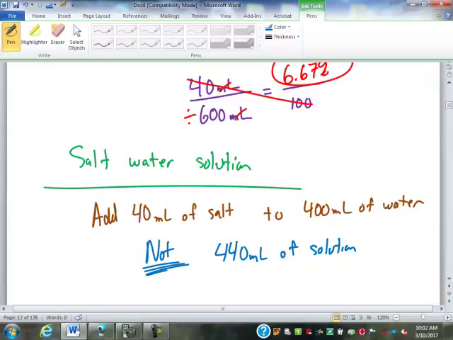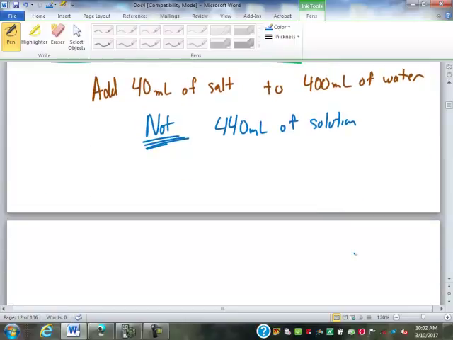So when we're dealing with a volume in volume solution on the scientific side, from the chemistry side of it, we cannot say that 40 milliliters of salt and 400 milliliters of water gives 440. You can't use 440 for a total because it doesn't quite work that way. So when we're dealing with a volume in volume solution, we must be given the total. We can't just add the substances together. Now that's only for a solution.